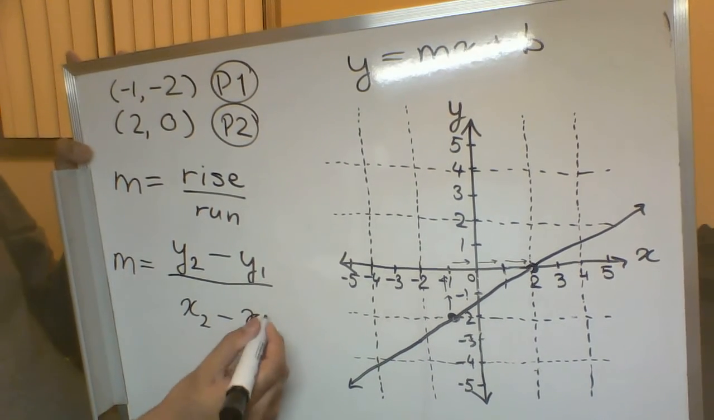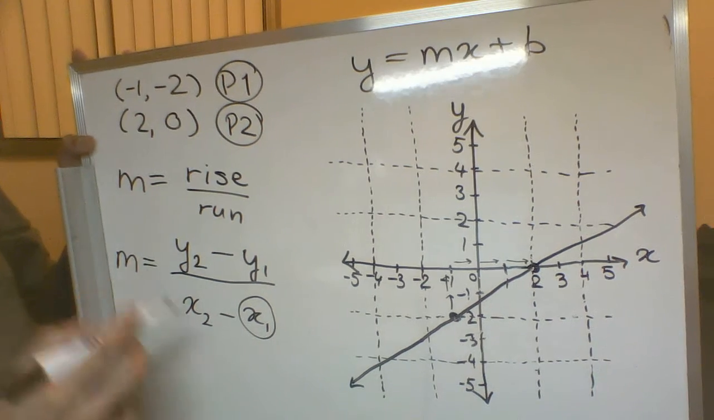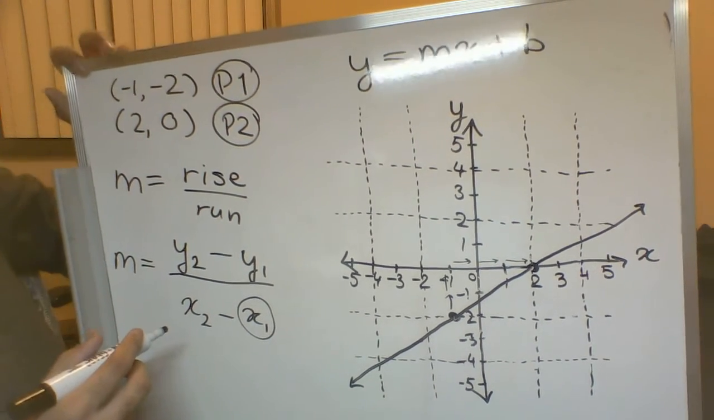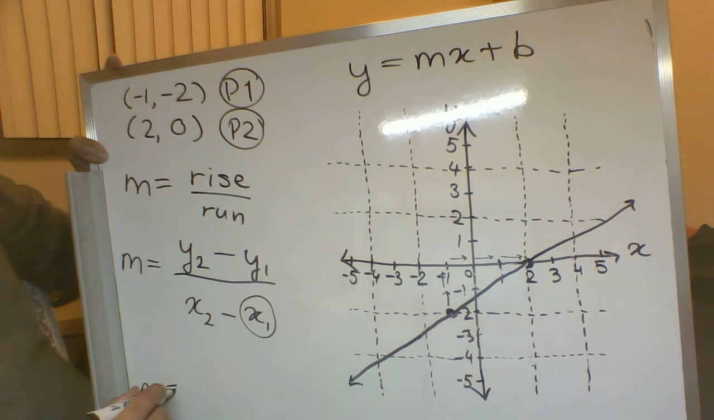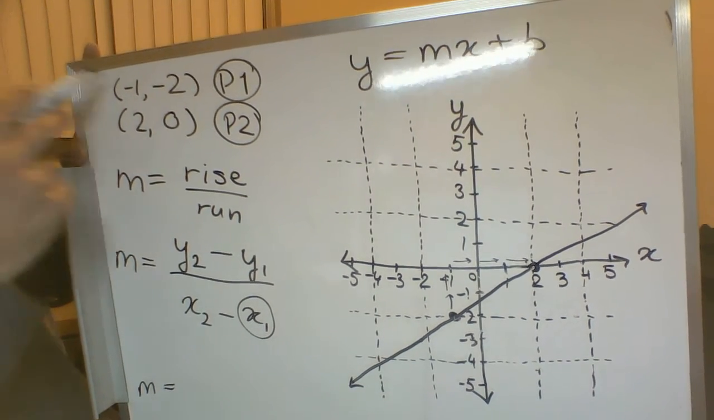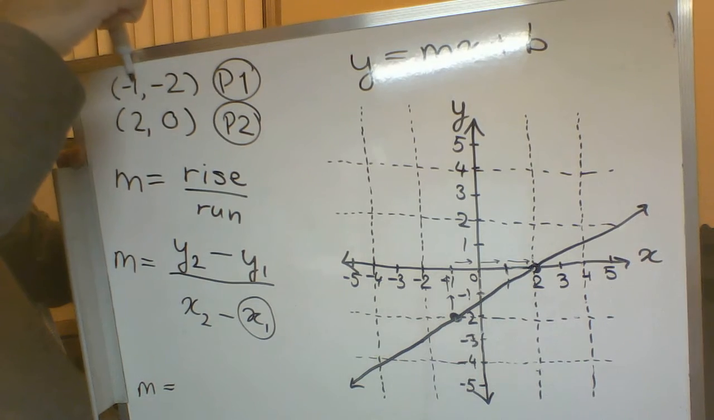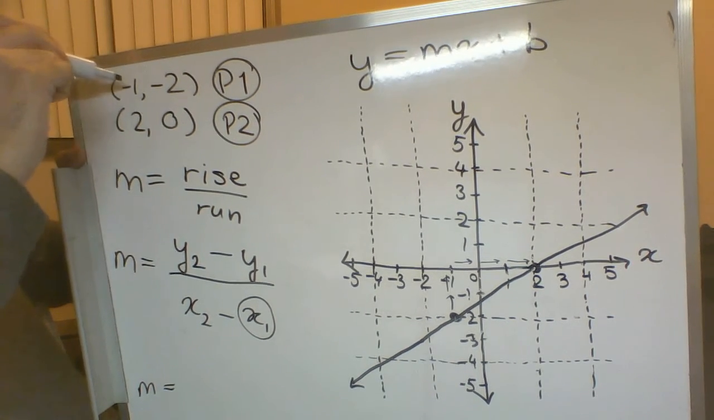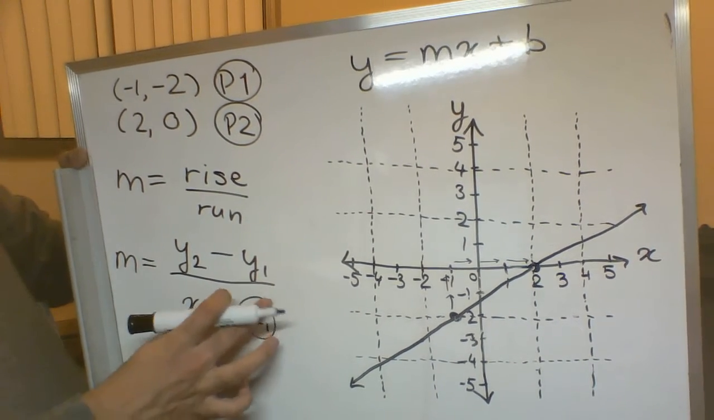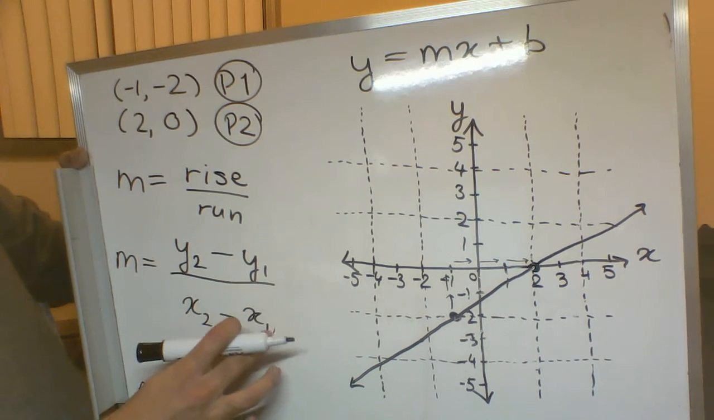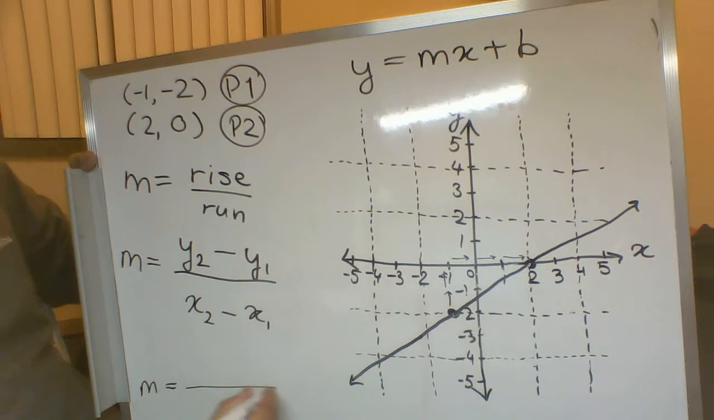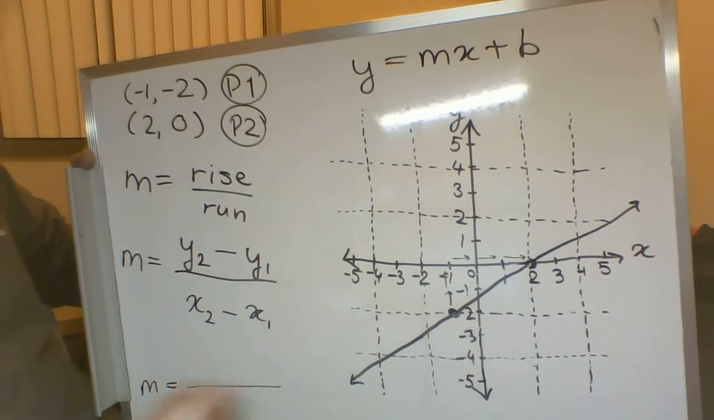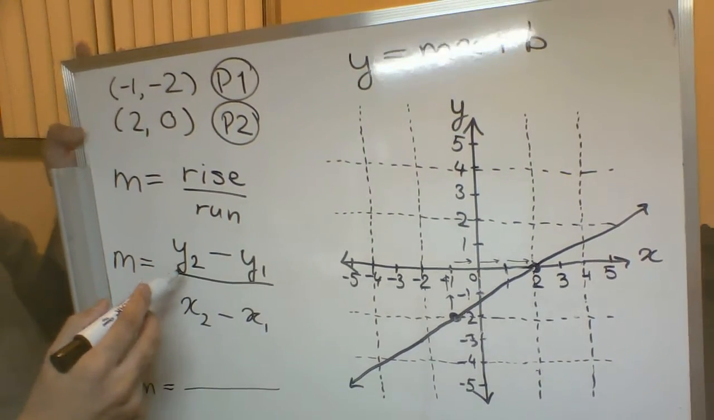Now, x1 is the x-coordinate of the first point, so that's this -1 over here. We'll do this in order, starting from the numerator. We'll start off by drawing our line for the fraction, and then we'll go through this step by step.